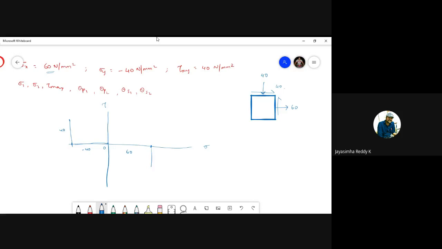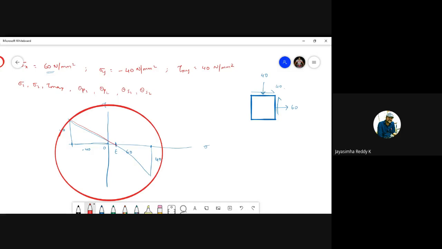Similarly here, we drop 40 downwards, because this is making an anticlockwise moment. So -40 and +40. Now join these two. You will get a point on the coordinate. Mark this as E. After marking E, what do we do? With this as radius, we will draw a circle over this, like this. Is it clear?